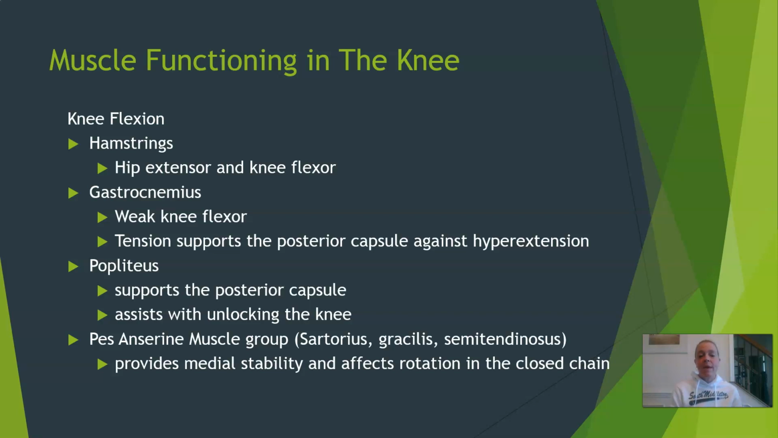And then we have the pes anserine muscle group, which again, the pes anserine is made up of sartorius, gracilis, and semitendinosus, which is going to provide some medial stability to the knee and affect rotation in the closed chain.